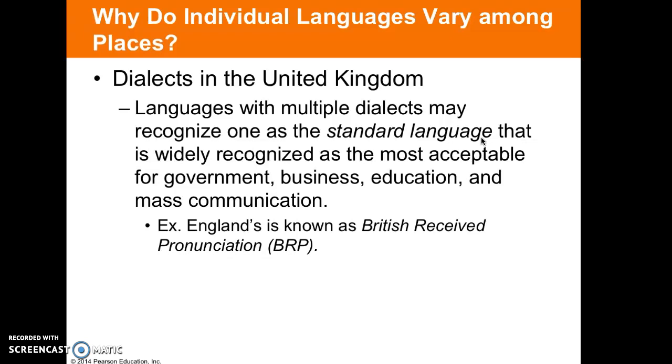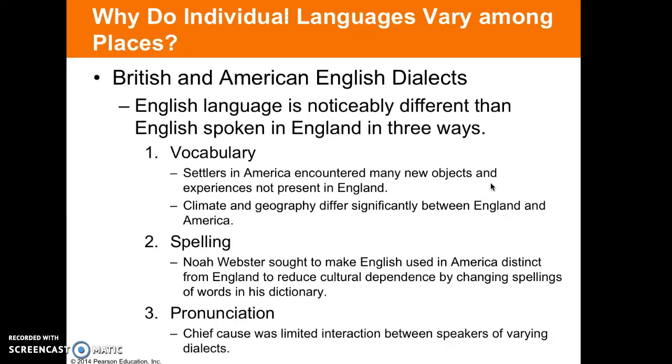The language patterns you hear people speaking with, usually an authority in the United States, would be Standard American English, and the English that you're taught in class is Standard American English. In England, or the UK, it's known as British Received Pronunciation, so BRP. So our Standard American English is not BRP, right? American English is essentially a dialect of UK English.